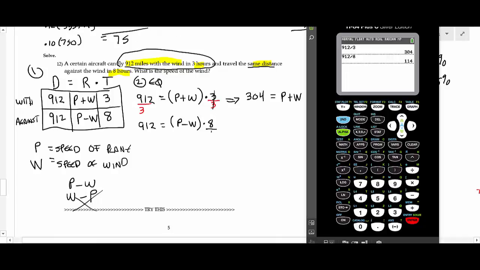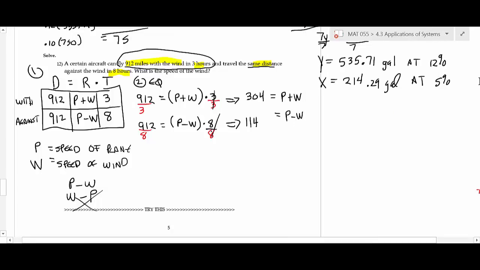You can divide by 8. That's a valid thing to do to both sides of an equation. So when I do that, 912 divided by 8 was 114. So you have 114, the 8s cross out, equals P minus W, like that. Okay, does that make sense what I'm doing?